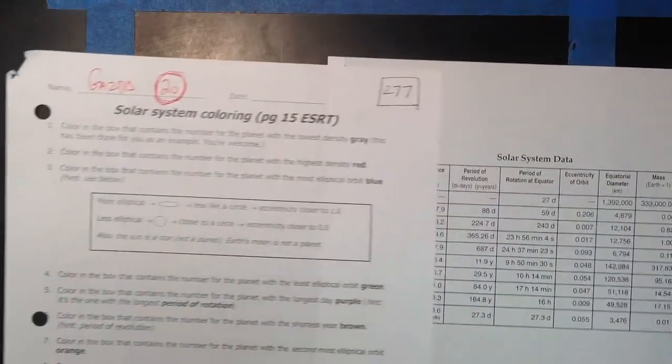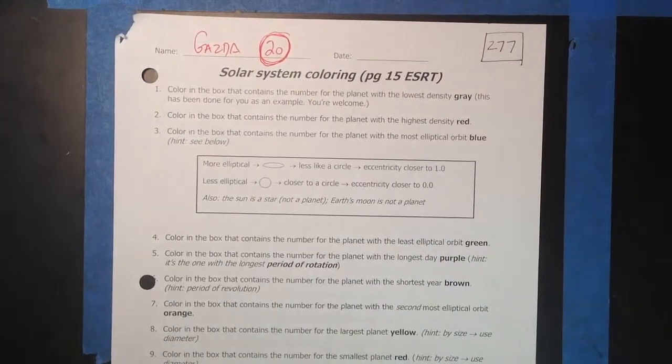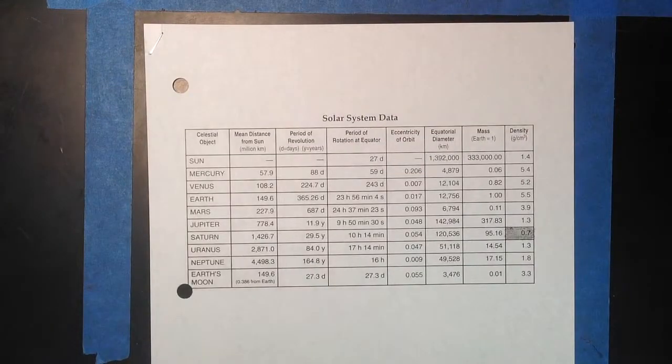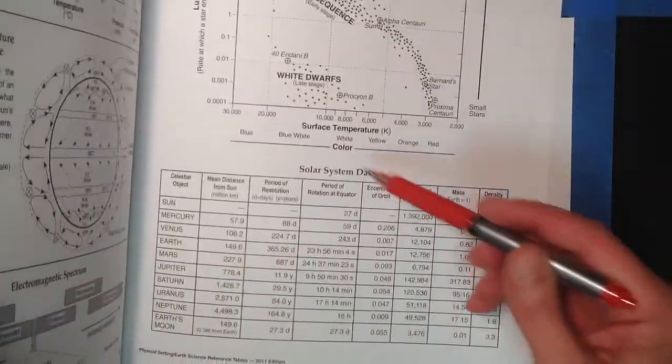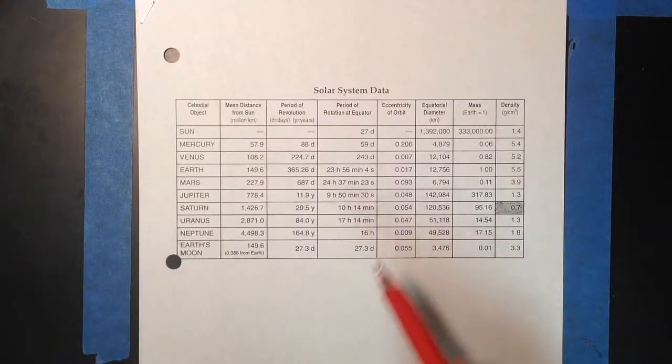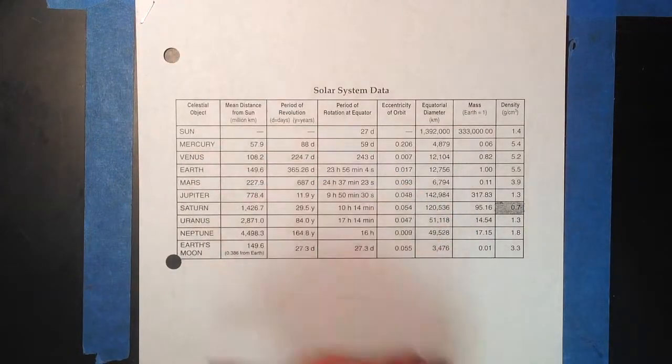You probably want to detach the pages to make the coloring easier, with less flipping back and forth. We're using this page of the reference table. It is on page 15. If I have a real reference table and I turn right to the back, it's on the bottom: solar system data, the page right before the back. There we go. So this is the chart, and it is our solar system.